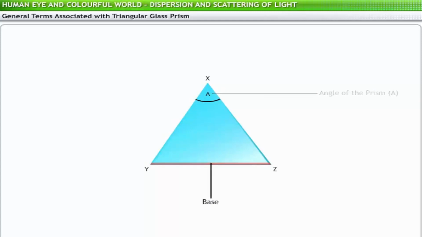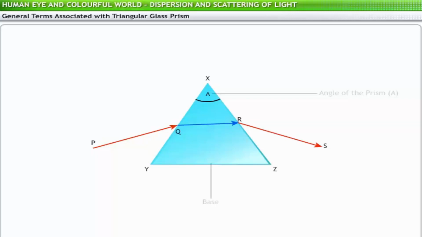The base of the prism is the rectangular face of the prism that does not take part in refracting light. Consider XYZ, the cross-section of a triangular glass prism. When a light ray PQ is incident on the face XY of the prism, it refracts at the 2 refracting surfaces of this prism and follows the path PQRS as shown.